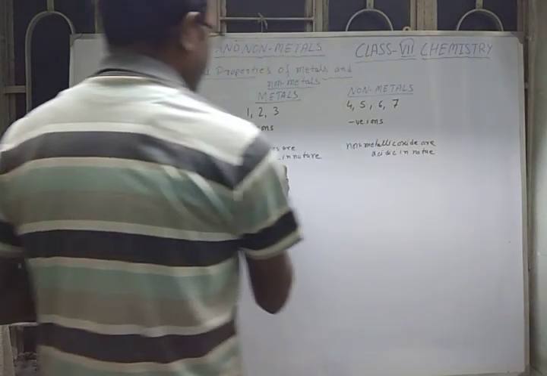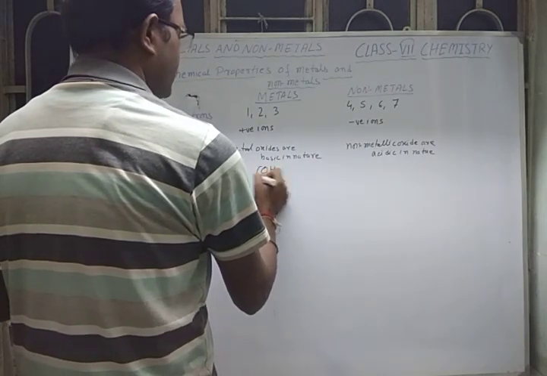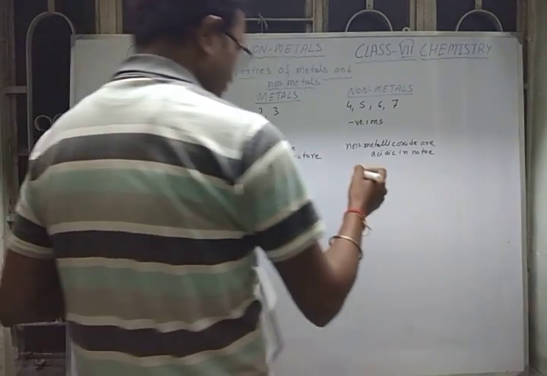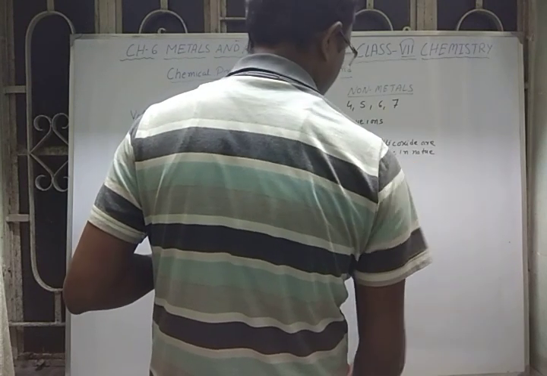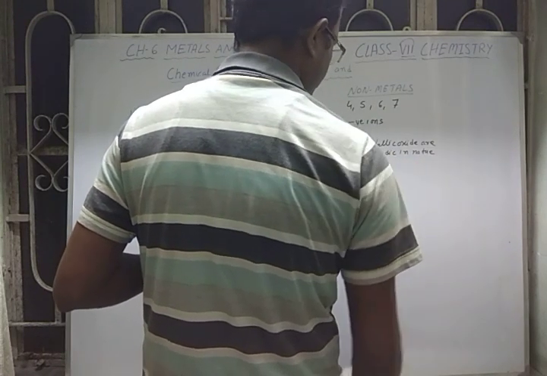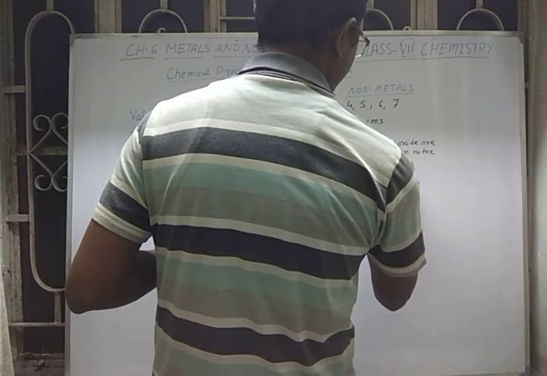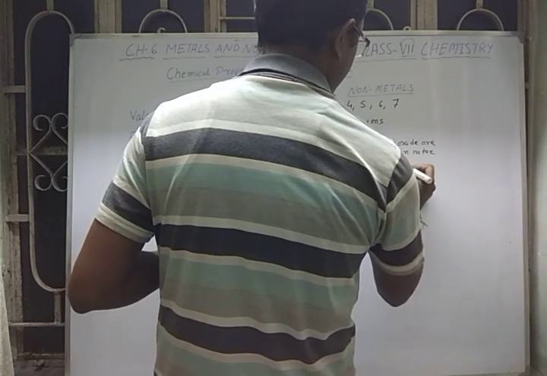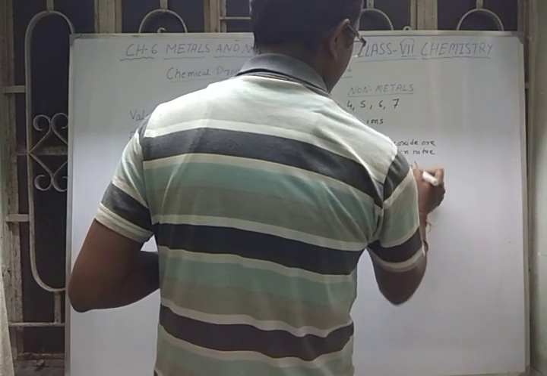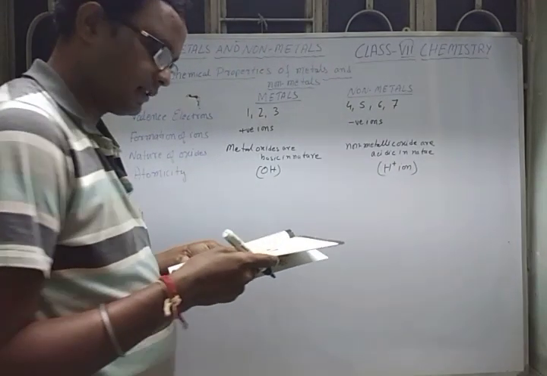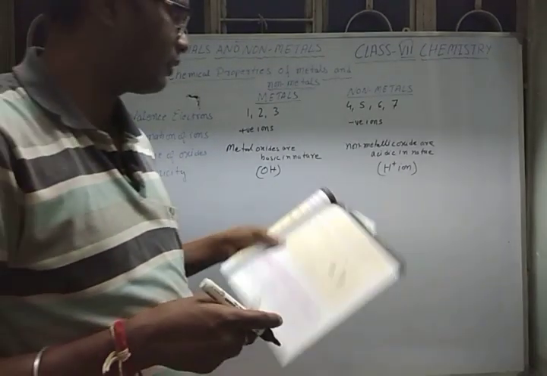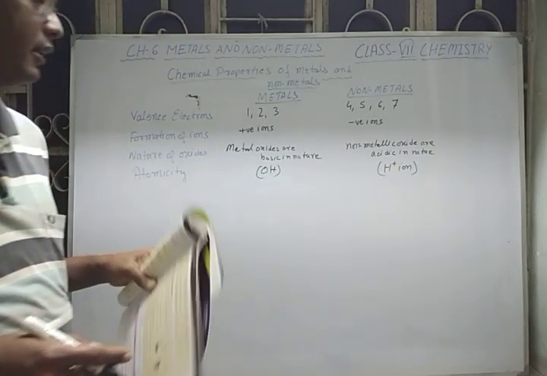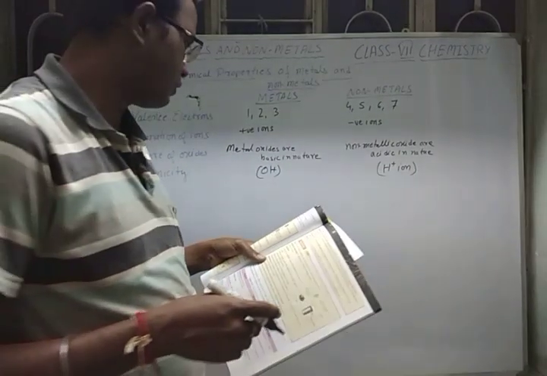Okay. For example, hydroxide is basic in nature, and the acidic one is the hydronium ion, that is H plus. They always form a hydronium ion. This is called hydronium ion, H plus. Okay. So basically they are neutral or acidic in nature.